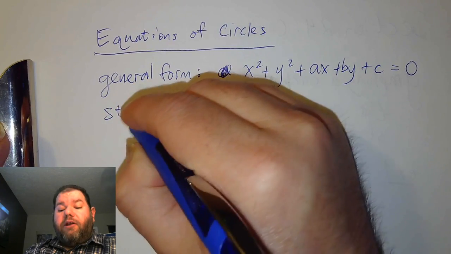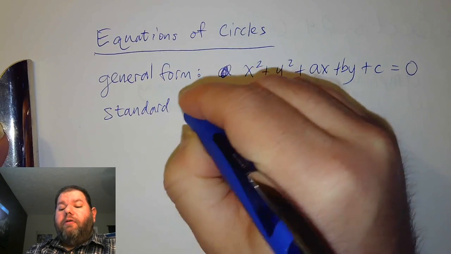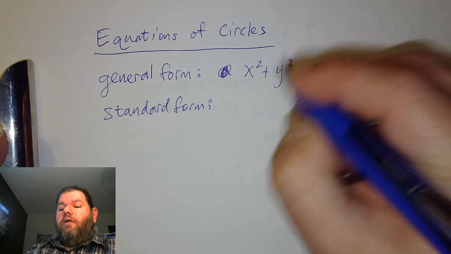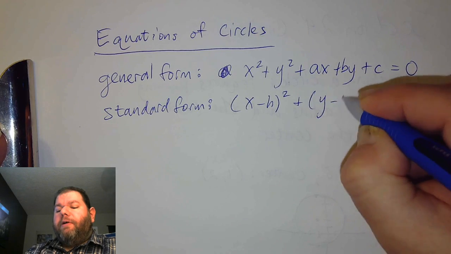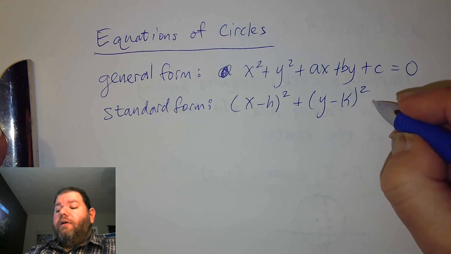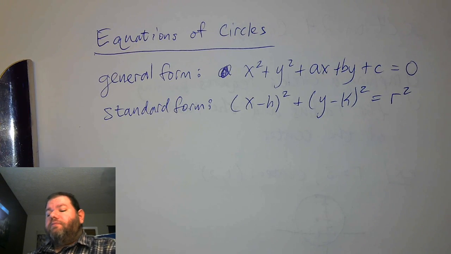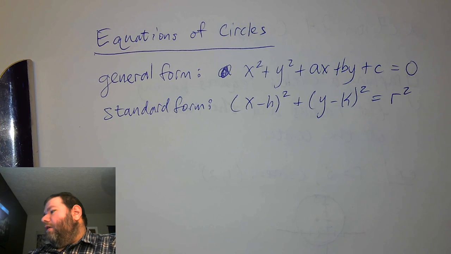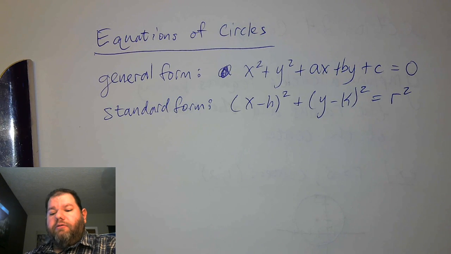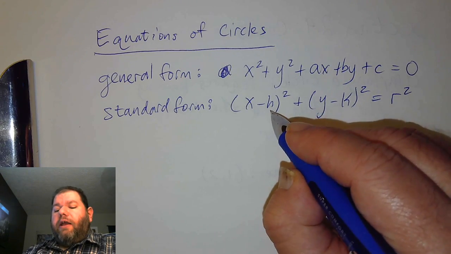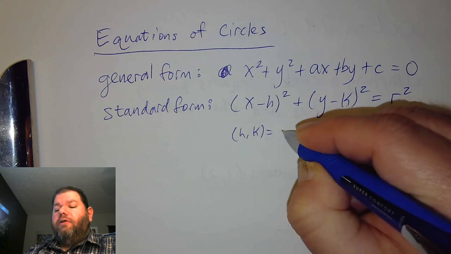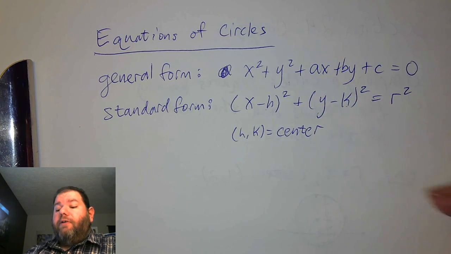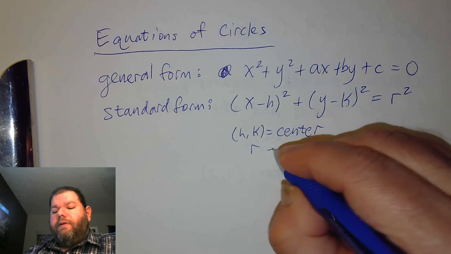We also have what's called the standard form, which is x minus h in parentheses squared plus y minus k in parentheses squared equals r squared. Now, this particular equation has h and k, those are actually the location of the center. And as you may expect, r is actually the value for the radius.